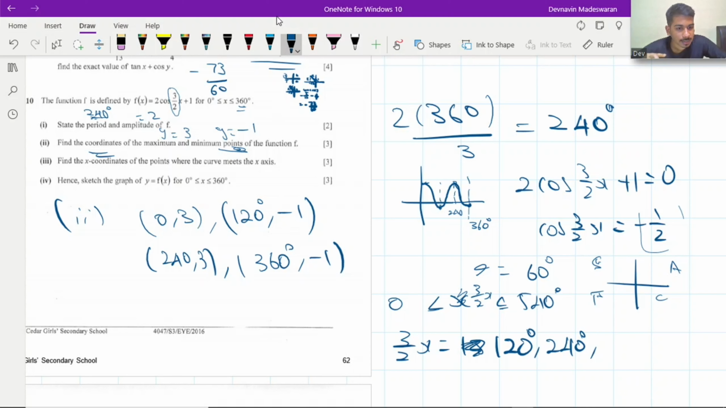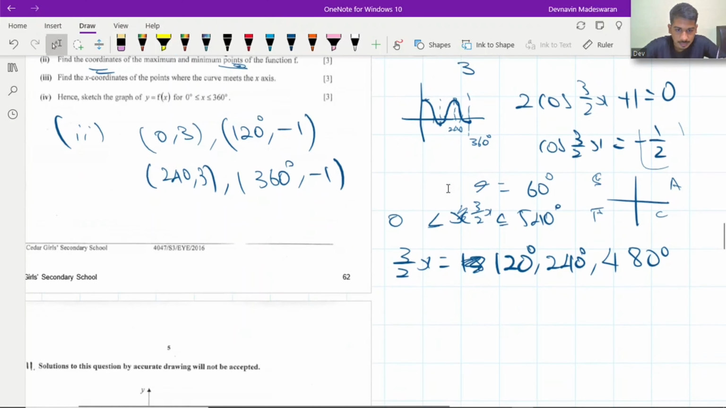And then you can go one more round, right? It's going to be 360 plus 180, which is going to be 540. 540 minus 60 degrees, it's going to be 480 degrees. So 3 points, 480 degrees, which makes sense, right? There's 1, there's 2, and there's 3 points where it's cutting the axis. Cool, guys.